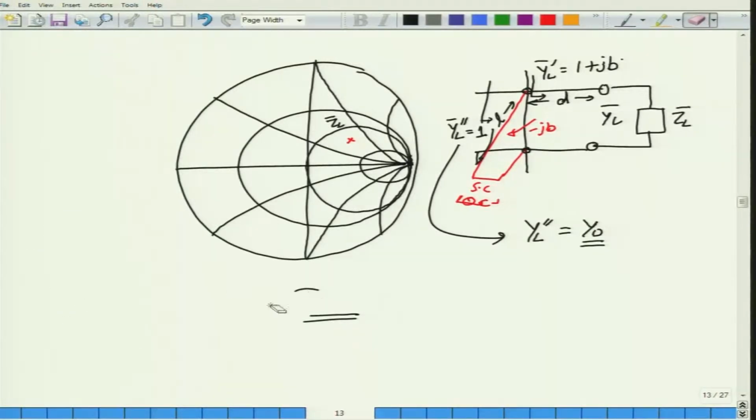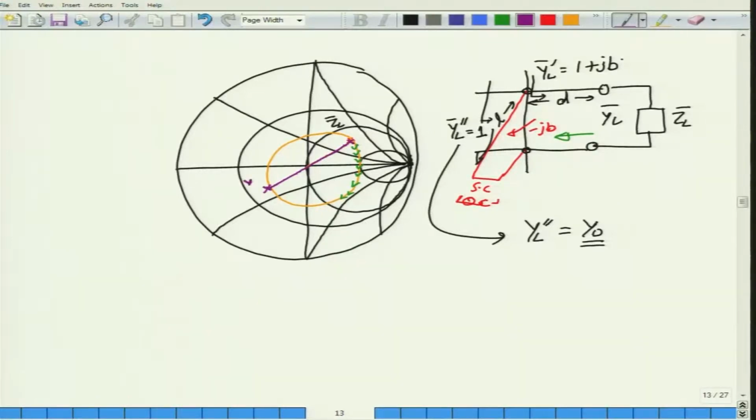So we started off with the load here, and what do we do in order to find out the admittance? In order to find out the admittance, we need to first draw the SWR circle. So this is the SWR circle that I have drawn, and then I start moving towards the generator, away from the load. Before moving, I should first find the admittance. So to find the admittance, after drawing the SWR circle, I need to locate the diametrically opposite point, so that I start with the admittance over here.